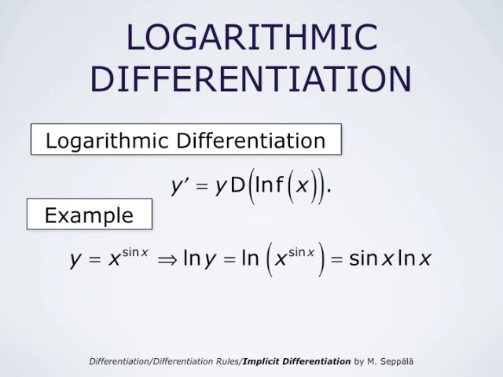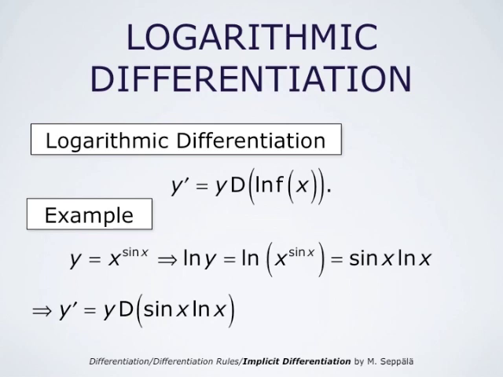So we take logarithm from both sides. We get ln of y equals ln of x to the power sine of x. But the logarithm of x to the power sine of x is sine of x times log of x. So we have that ln of y equals sine of x times ln of x. And from that, by implicit differentiation, we get the logarithmic differentiation rule, and we conclude that y prime equals y times the derivative of sine of x times ln of x.